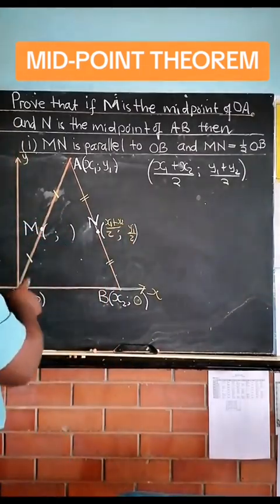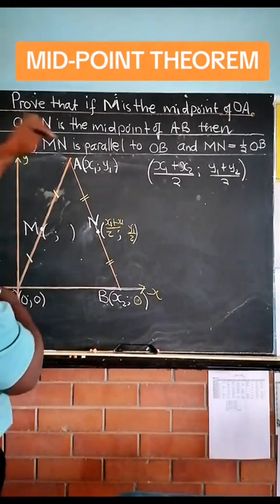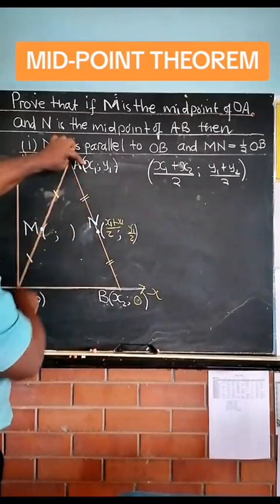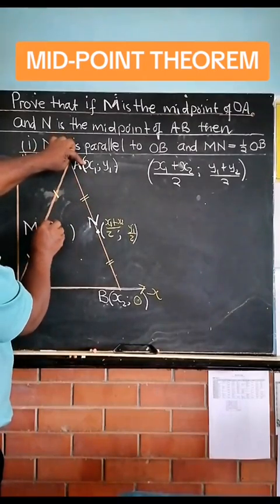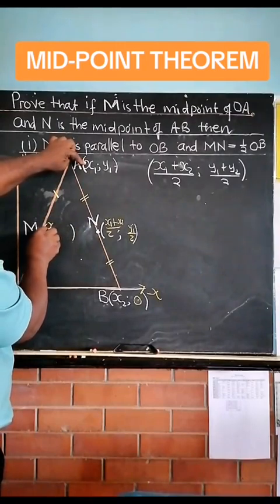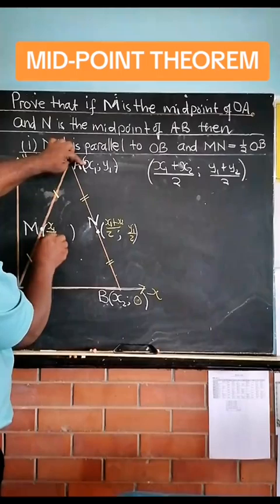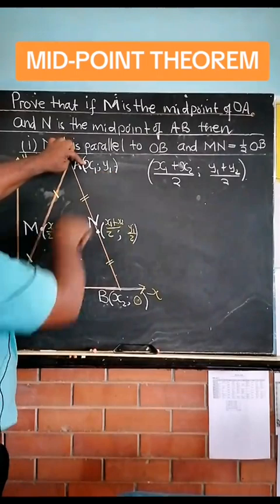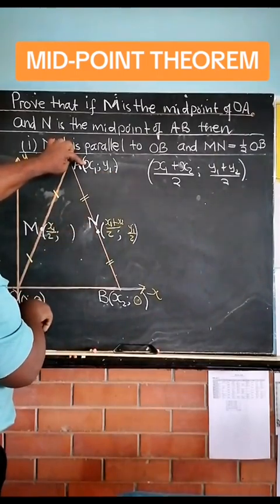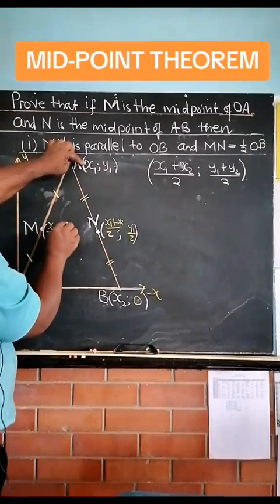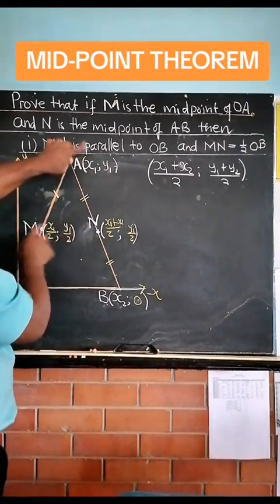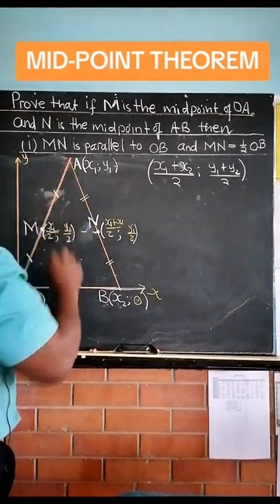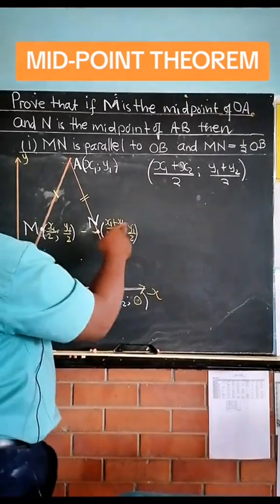Similarly, let us find the coordinates of M. x1 is this one, x2 is this one. But x1 plus 0 is just x1. So the coordinates of M will be x1 over 2, and for the y value, let's do the same. It will be y1 plus y2 over 2. But y2 being 0, I end up with y1 over 2 as the y coordinate of M. Then we can join M to N to form a line MN.